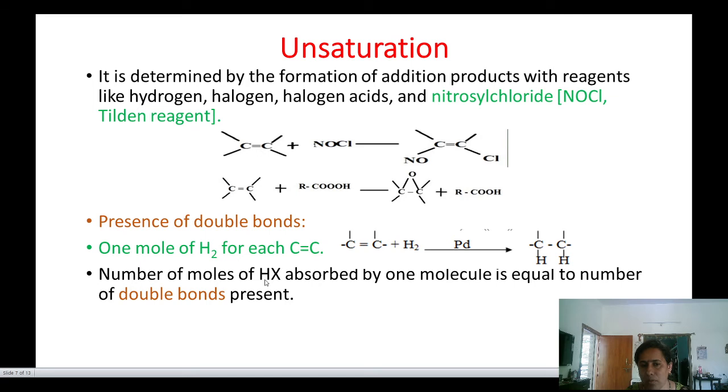That is, HX is equal to how many numbers? The number of double bonds formed is 1, 2 or 3. Here the reaction is like this: olefinic linkage plus halogen acids gives rise to vicinal compounds. Here Markovnikov's rule is also obeyed.